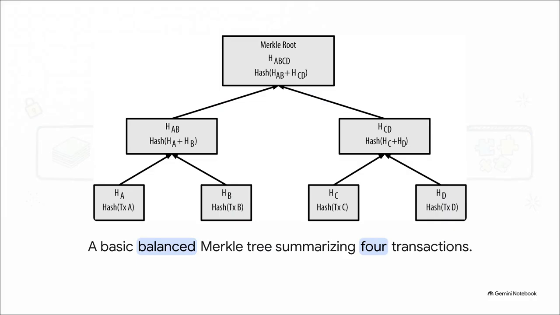Let's visualize this, because I promise it makes perfect sense when you see it drawn out. We start at the bottom with 4 transactions, A, B, C, and D. We hash them to get their digital fingerprints. Then, moving up a level, we pair them off. Hash A and hash B get combined and hashed together to create hash AB. Hash C and hash D are combined to create hash CD. Finally, we combine AB and CD to arrive at the single Merkle root at the very top. Boom. This one small root perfectly and mathematically summarizes all 4 transactions below it.